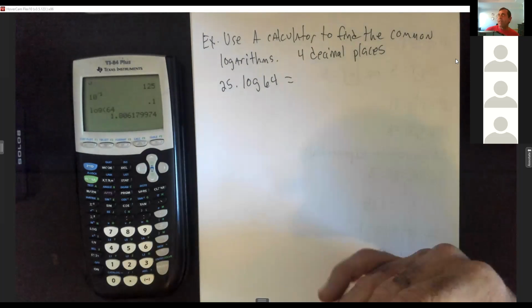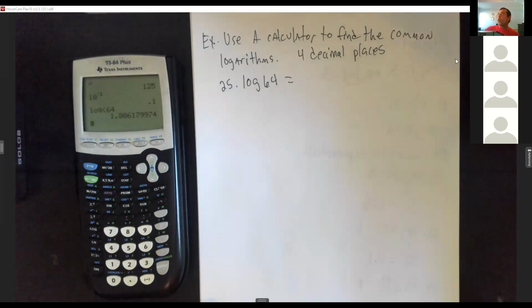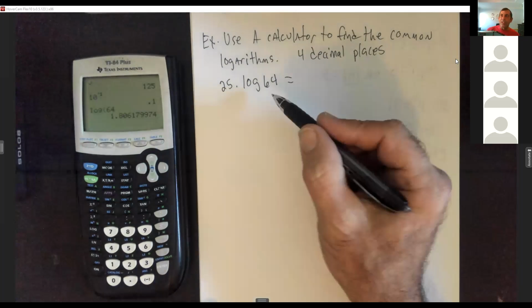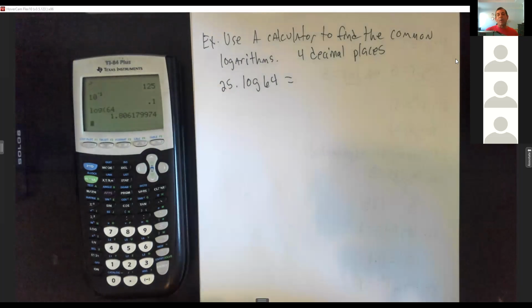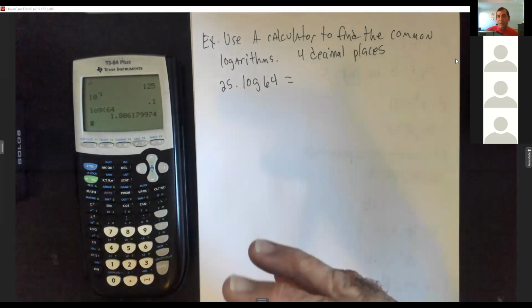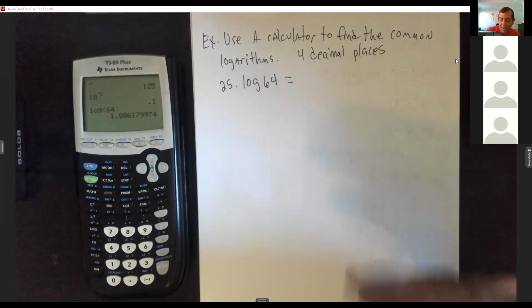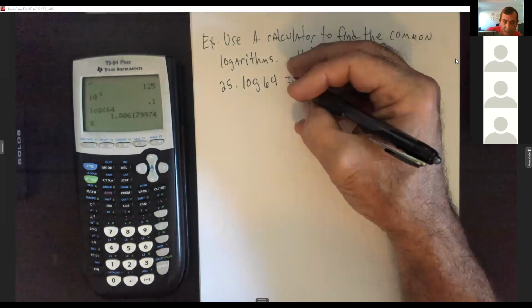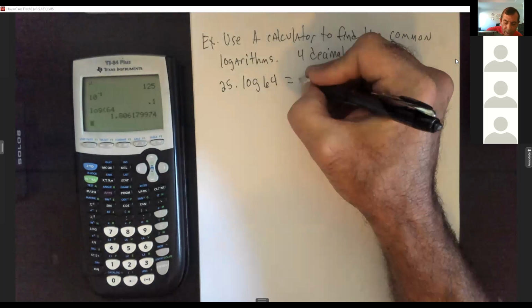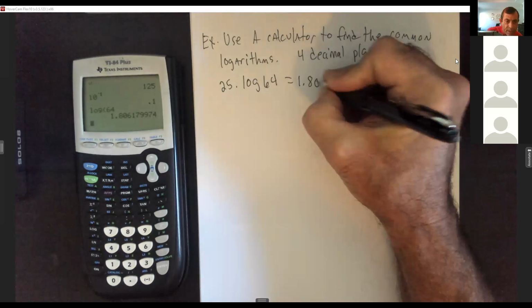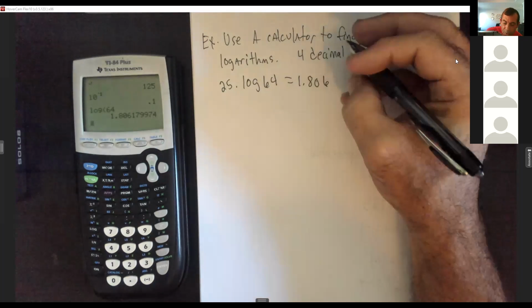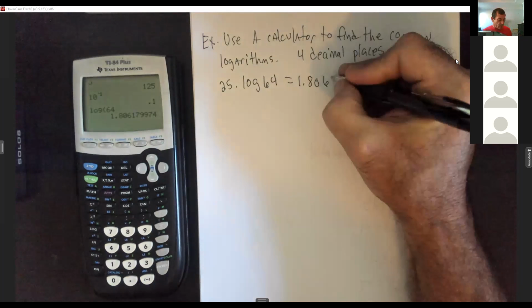So 10 to the first is 10. 10 squared would be 100. So since 64 is in between 10 and 100, the exponent has to be in between a 1 and a 2. Okay? So this rounding out to 4, I'm going to go to 1.806. Looks like that 1's going to turn into a 2.